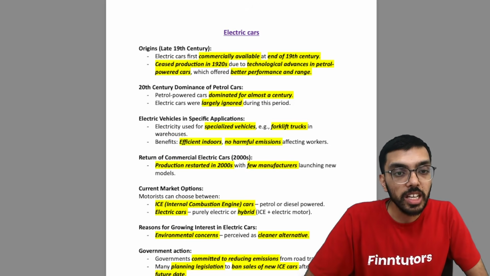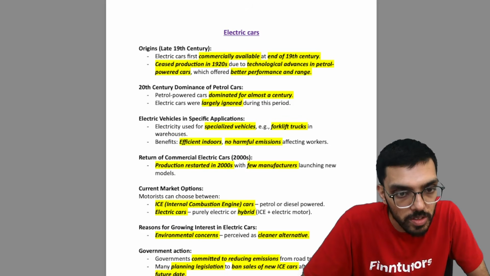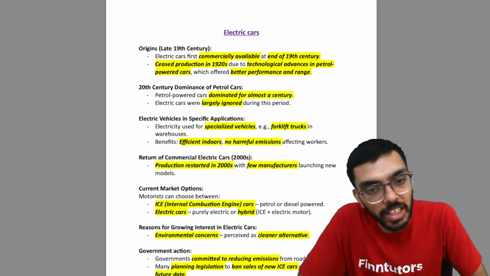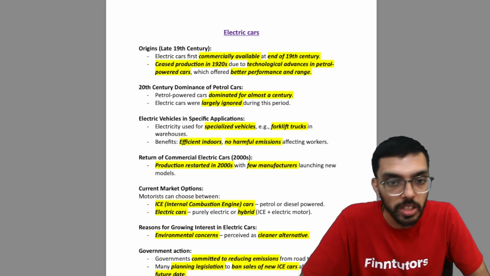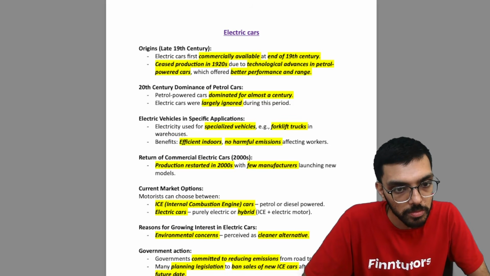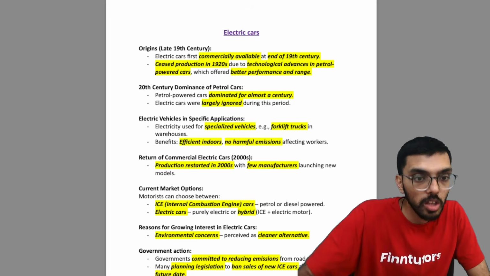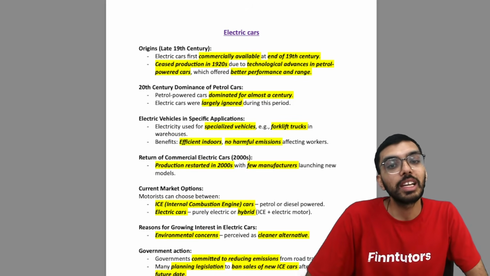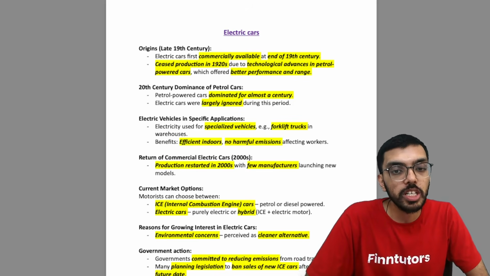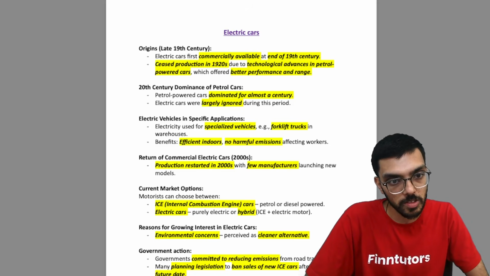Now, electric vehicles in specific applications: electricity used for specialized vehicles, for example forklift trucks in warehouses. The benefits were that it was efficient, with no harmful emissions affecting workers. Now slowly in the 2000s, production restarted for electric cars, with a few manufacturers launching new models.